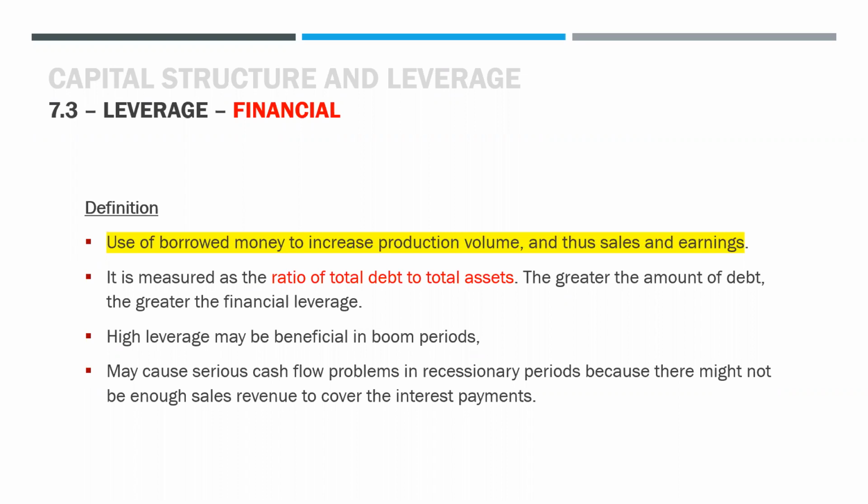You're using what's popularly called OPM, other people's money, or trading on equity or debt financing. So you're using borrowed money to increase production volume and subsequently sales and earnings. So financial leverage: the ratio generally used is your ratio of total debt to total assets. And it is calculated exactly as that.